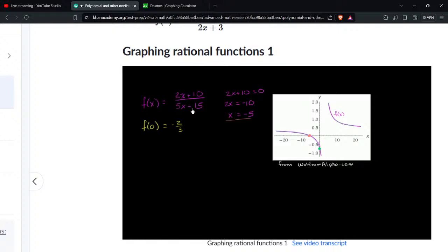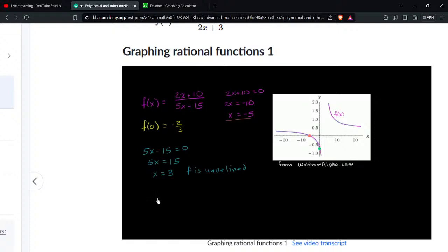So this function is going to be undefined. The only way I can think of to make this undefined is if I make the denominator equal to 0. We don't know what it means to divide by 0. That is undefined. So the function is going to be undefined when 5x minus 15 is equal to 0, or adding 15 to both sides, when 5x is equal to 15, or dividing both sides by 5, when x is equal to 3, f is undefined.